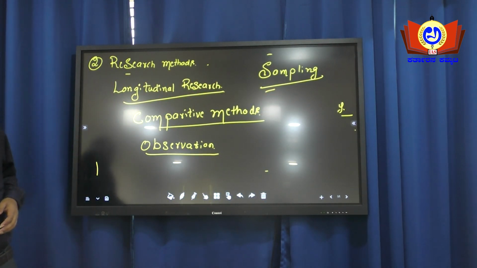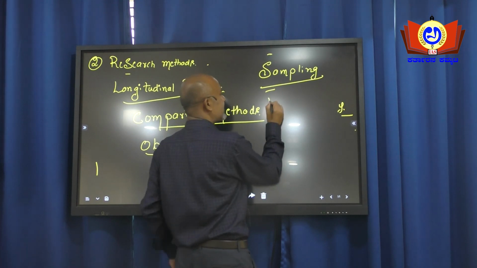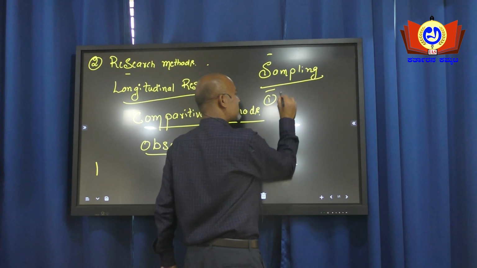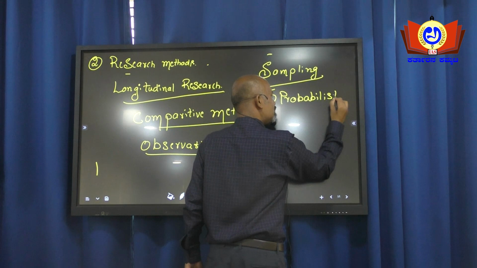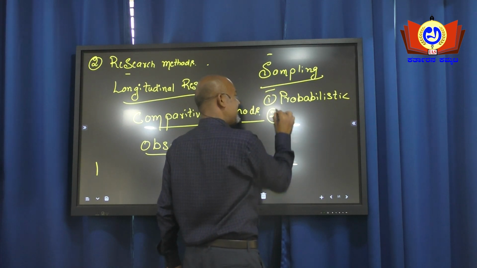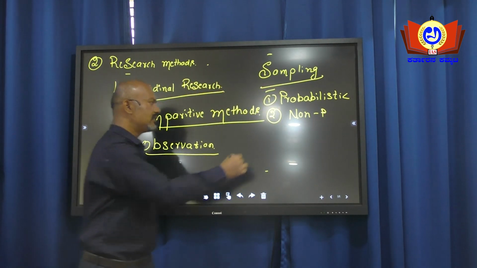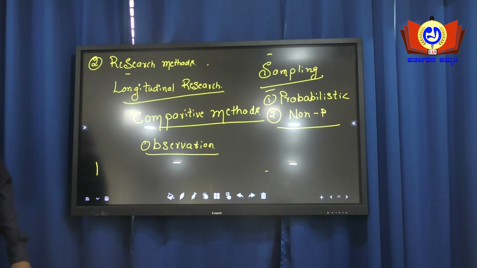Sampling. In samples, we have different kinds of samples. It is a very big concept in this chapter, sampling. So we have 2 main types. Probabilistic sampling, I'll write here, and second is non-probabilistic sampling. These 2 techniques are there, and you may ask, sir, what is the difference between these 2?